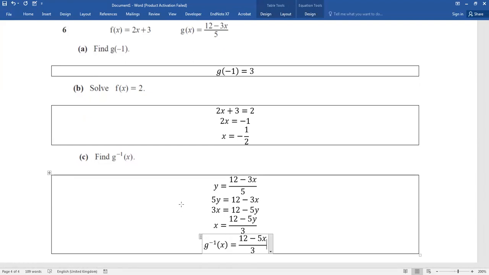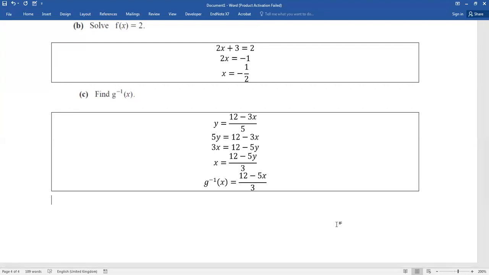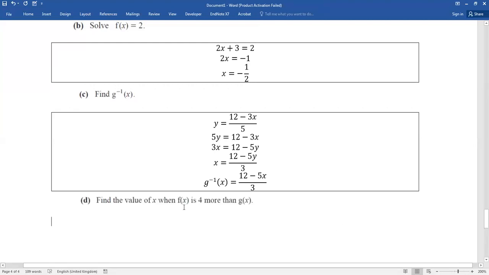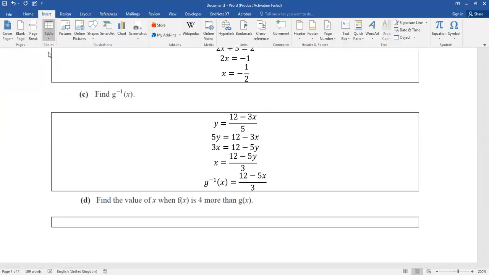Let's quickly look at the last part, then join the other link. Find the value of x when f(x) is 4 more than g(x). What does that mean?